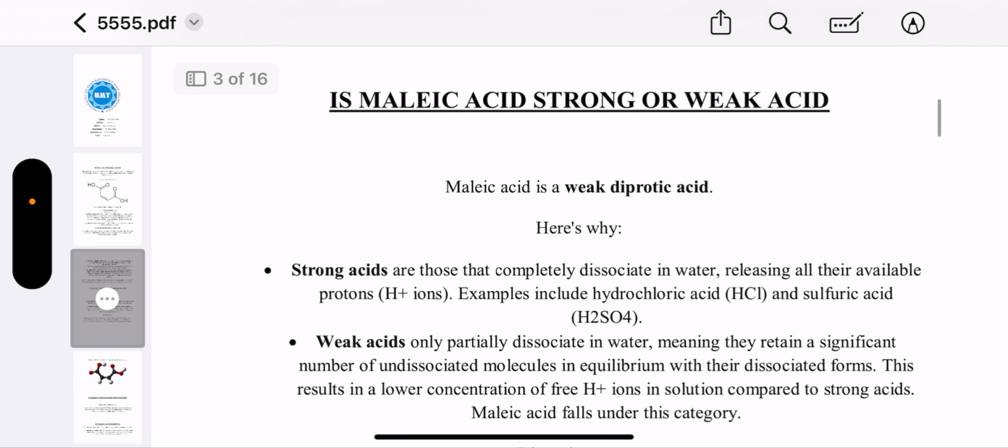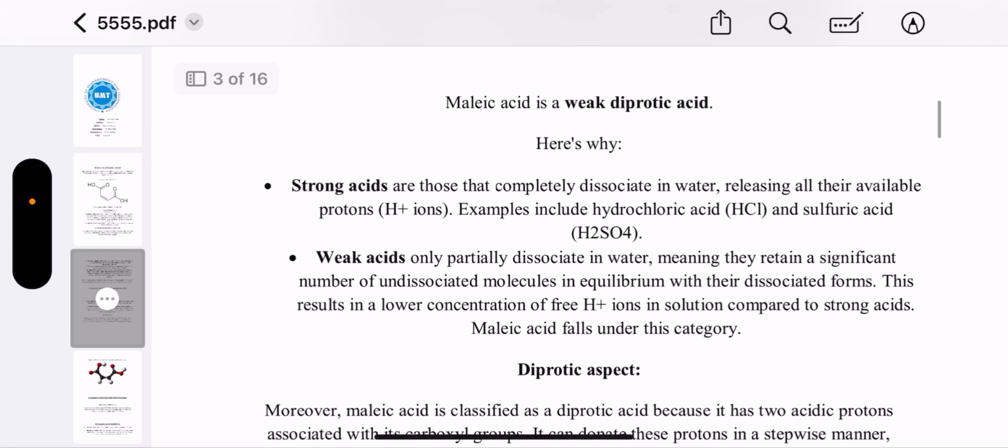Is malic acid weak or strong? Malic acid is a weak diprotic acid. Here is why. Strong acids are those which completely dissociate in water, releasing all available protons. Examples include hydrochloric acid and sulfuric acid. Weak acids only partially dissociate in water, meaning they retain a significant number of molecules in their undissociated forms. This results in a lower concentration of free H+ ions in solution compared to a strong acid. Malic acid falls under this category.